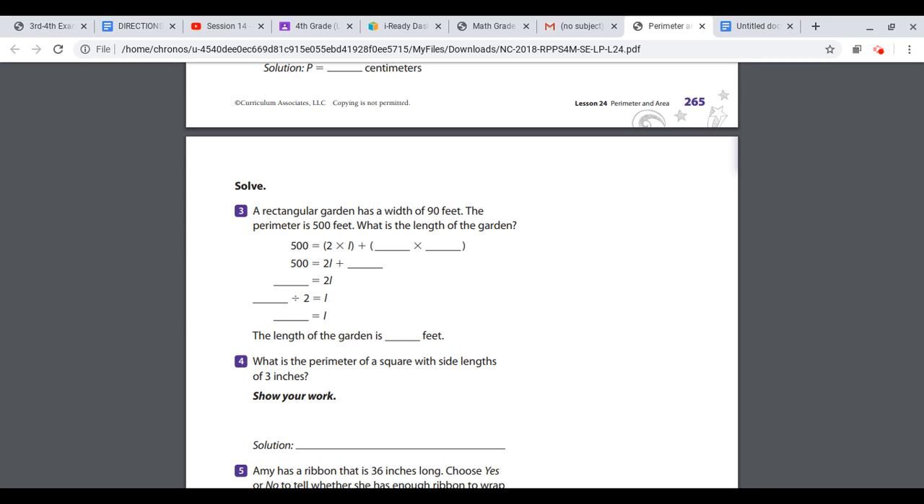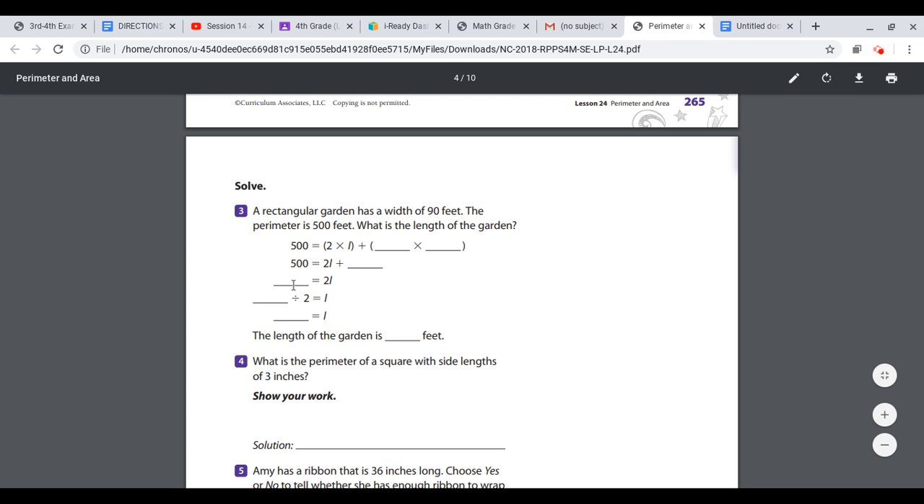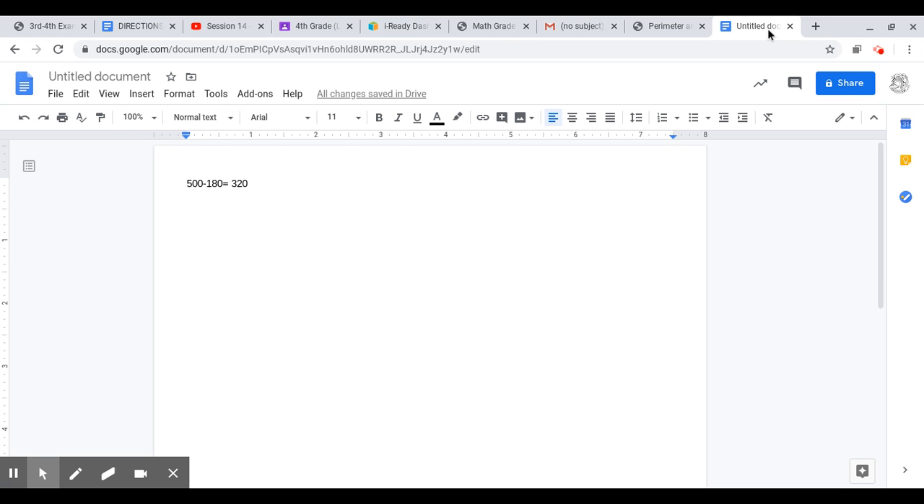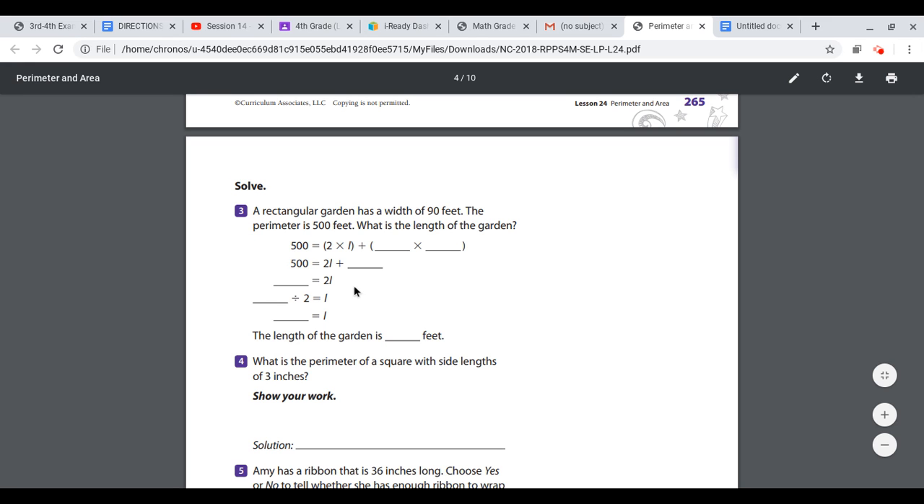Okay, so let's do 500 minus 180. Pause your screen. Okay, 500 minus 180 is going to be 320. So 320 equals 2 lengths. So if you add the lengths together, it's going to equal 320. Divide that out to equal 1 length. This one's really confusing, I'm sorry. So 320 divided by 2, you're going to do that next. 320 goes here, divided by 2, and your answer goes here. And then you found the length of the garden.